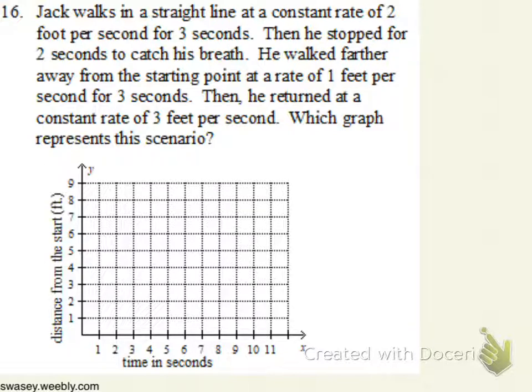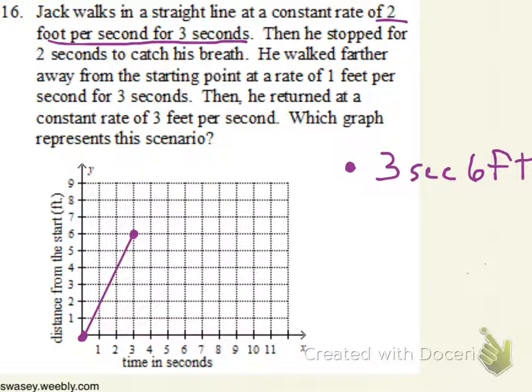Alright, Jack walks in a straight line at a constant rate of 2 feet per second for 3 seconds. So this first movement, 2 feet per second for 3 seconds, means 6 feet. Actually, I'll do time first. Time of 3 seconds and 6 feet. So if we start at (0, 0), alright, so after (0, 0), put a point at (3, 6).